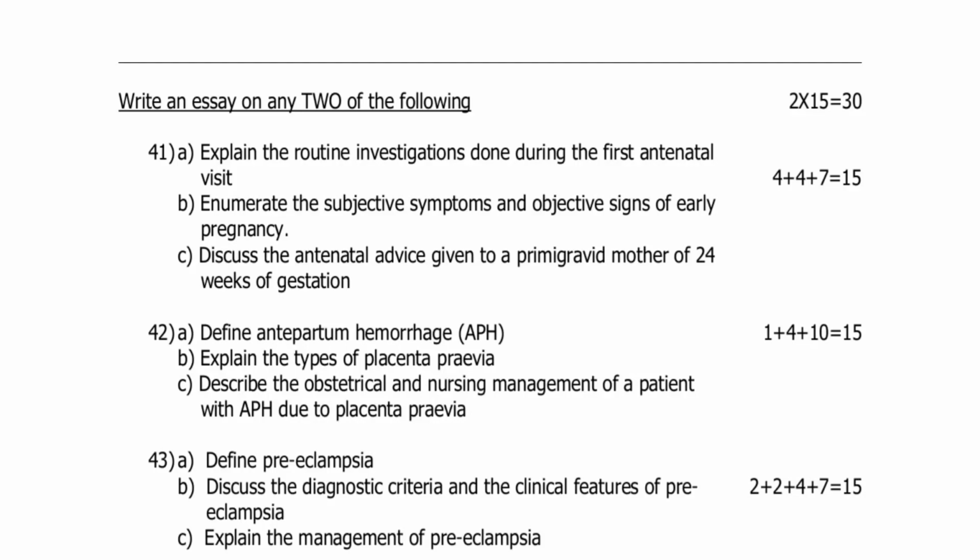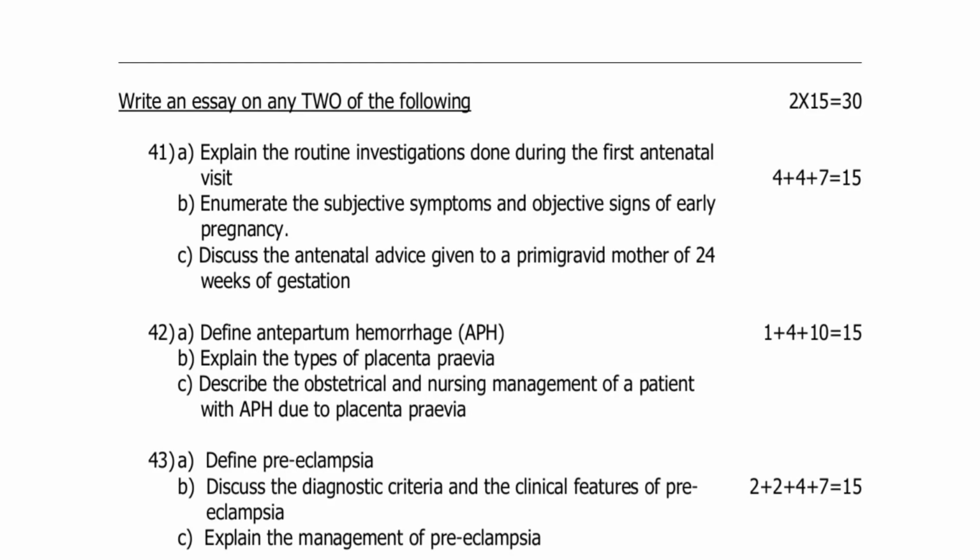Next, second question, 2A: define antepartum hemorrhage, APH, 1 mark. 2B: explain the types of placenta previa, 4 marks. 2C: describe the obstetrical and nursing management of a patient with APH due to placenta previa, which is 10 marks. 1 plus 4 plus 10 is equal to 15 marks.